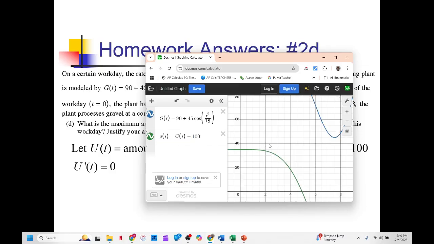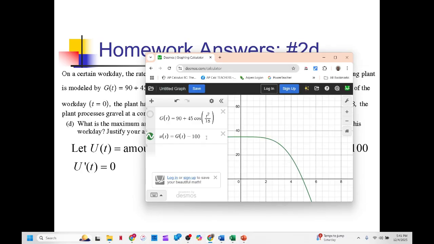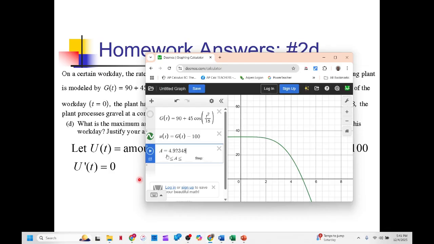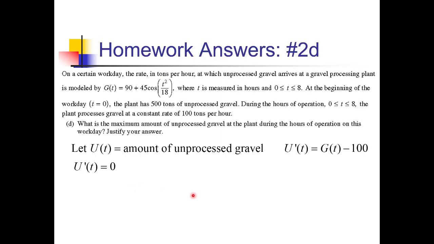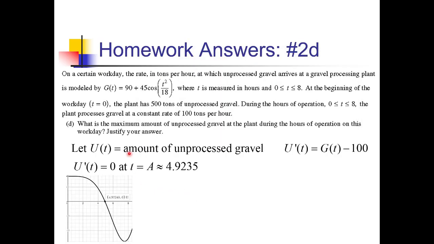Let me actually deselect g of t. So now I've just got u of t. So there we go. If I click on this now, we're crossing, it looks like, at about 4.923. And I'm actually going to copy that, and I'm going to call that A. I'm going to store that as A, just so I can easily use it later on. So I'm going to say let t, so this happens at time A equals 4.9235.